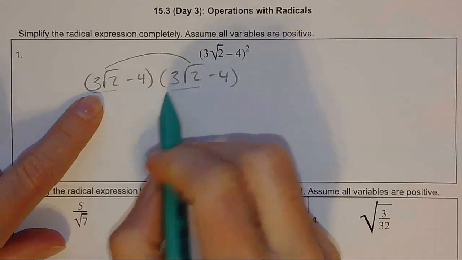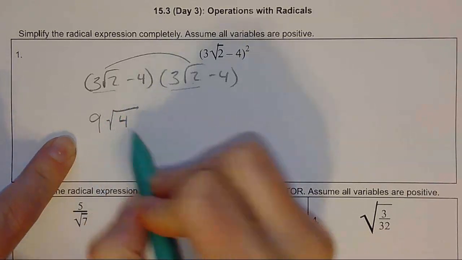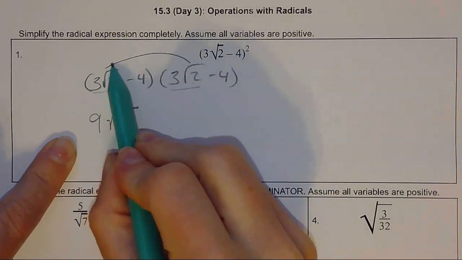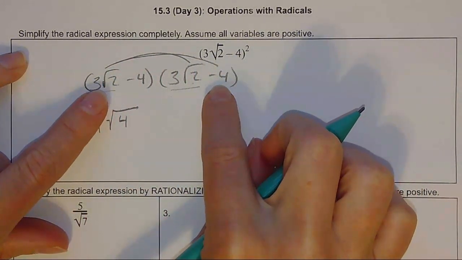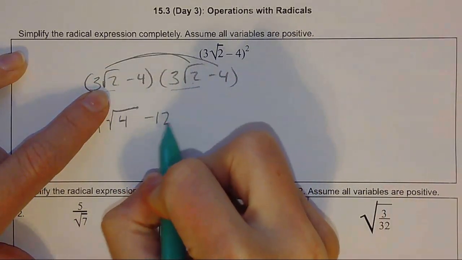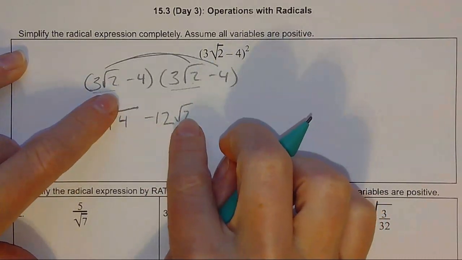Outside, outside is going to give me a 9. Inside, inside is going to give me a root 4, or you can jump straight to the fact that it's going to be a 2. Then I'm going to multiply the first term times the last term. So I'm multiplying 3 root 2 times negative 4. Negative 4 is an outside number, 3 is an outside number, so together those are negative 12. Inside, there's nothing else to multiply with that root 2, so we still have a root 2.